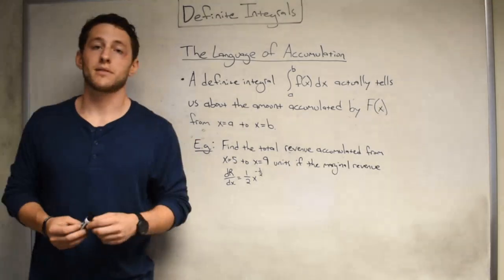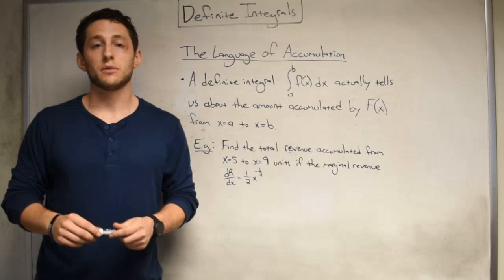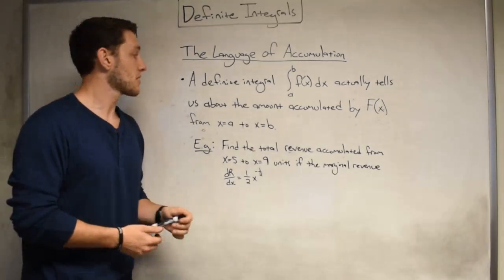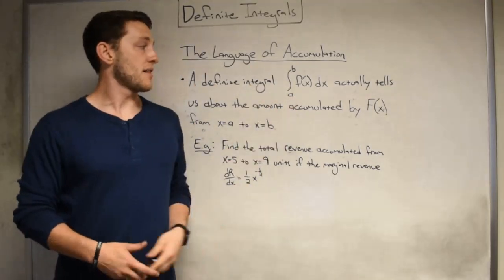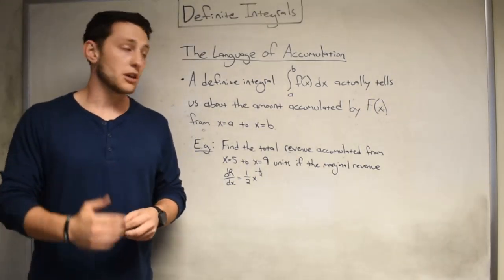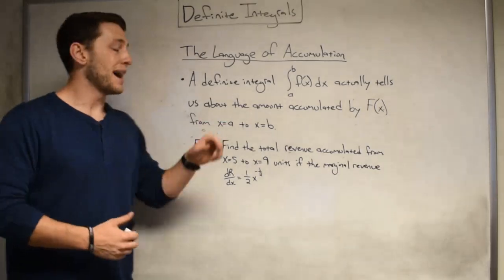However, I did want to talk about something that's a little bit more general. Definite integrals are actually going to be the language of accumulation. Now what do I mean by this as far as this chapter goes? I mean that a definite integral from a to b of a lowercase f of x dx is going to tell us about the total amount accumulated by your antiderivative, capital F of x, from x equals a to x equals b.